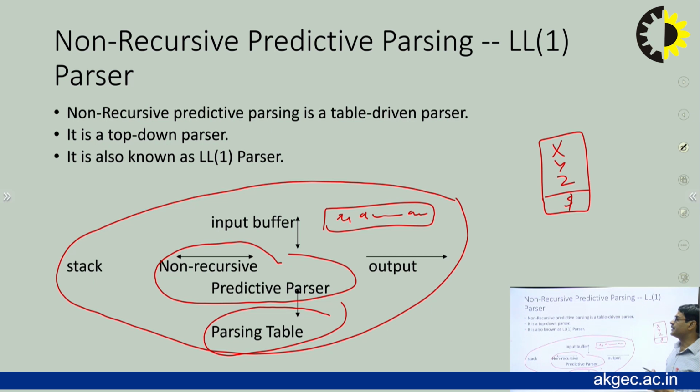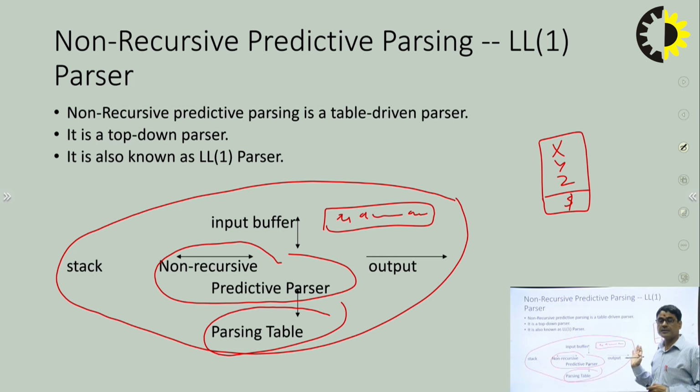This is basically non-recursive predictive parsing, which is called the LL1 parser. You can use this parsing technique for a grammar after elimination of backtracking and after elimination of left recursion. Although it is not certain that this parser will parse that grammar, if the grammar is correctly parsed through this parsing technique, then it is called the LL1 parser.